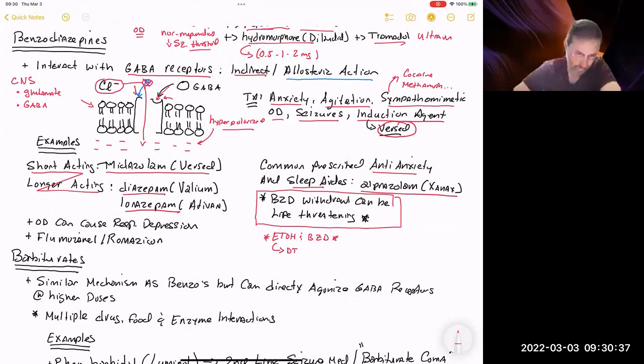So what are we worried about with benzodiazepine overdose? Well, it can cause respiratory depression. Is there an agent that can reverse benzodiazepines? Yes, there actually is. It's hard to get a hold of. It's not commonly used, but it's something called flumazenil or Romazicon. It can at least partially reverse some of the effects of benzodiazepine.